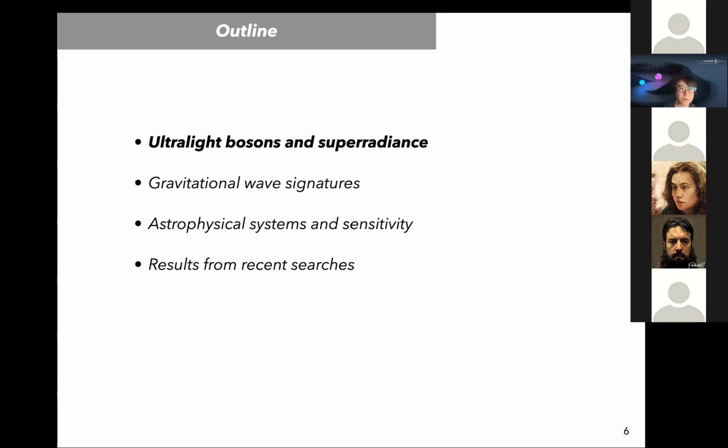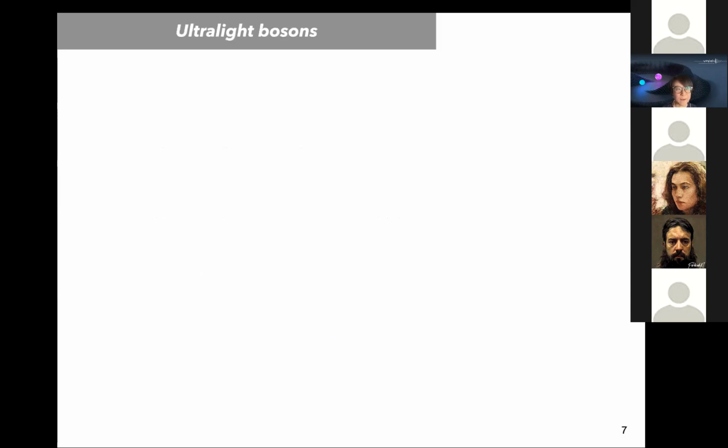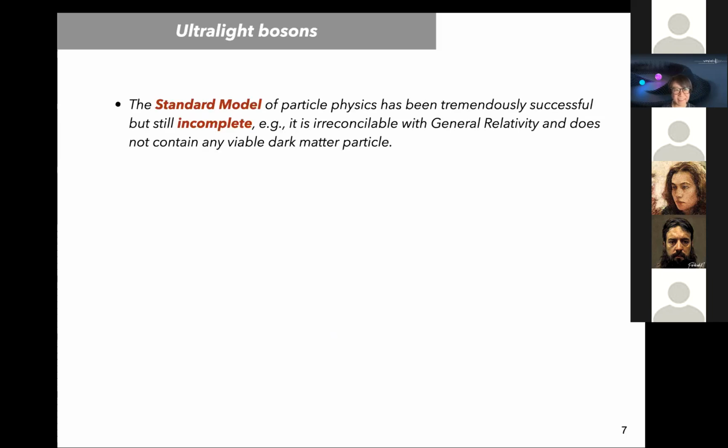So to start with, about ultralight boson particles and superradiance effect. So I know there are many experts here, so you probably know this better than I do. The standard model particle physics is very successful, but still incomplete, and especially it's not compatible with GR and does not have viable dark matter particles.